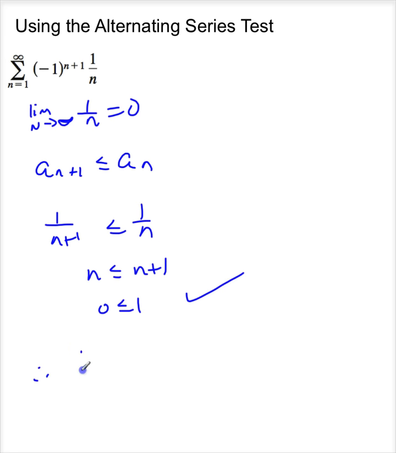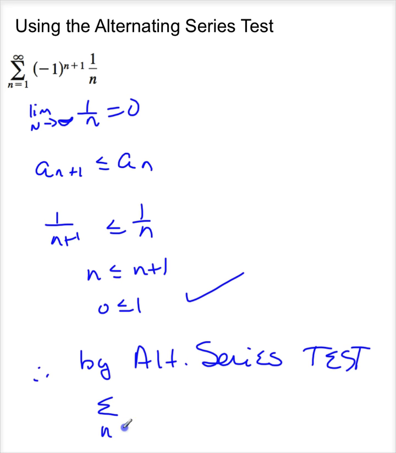Therefore, by the alternating series test, the sum as n goes from 1 to infinity of (-1)^(n+1) times 1 over n converges. Now please note, this is basically the harmonic series with the (-1)^(n+1). So while the harmonic series diverges, when you have this alternating part, now it converges.